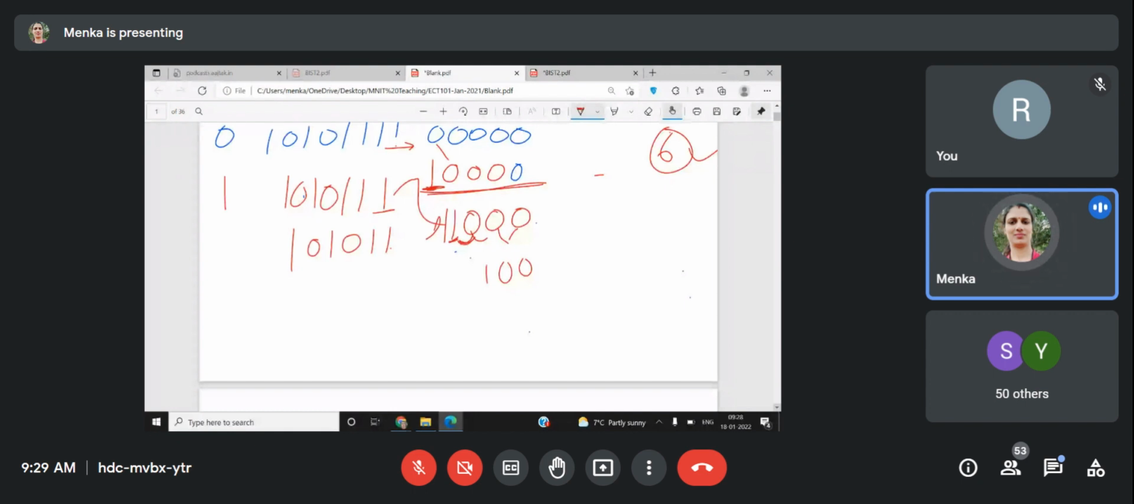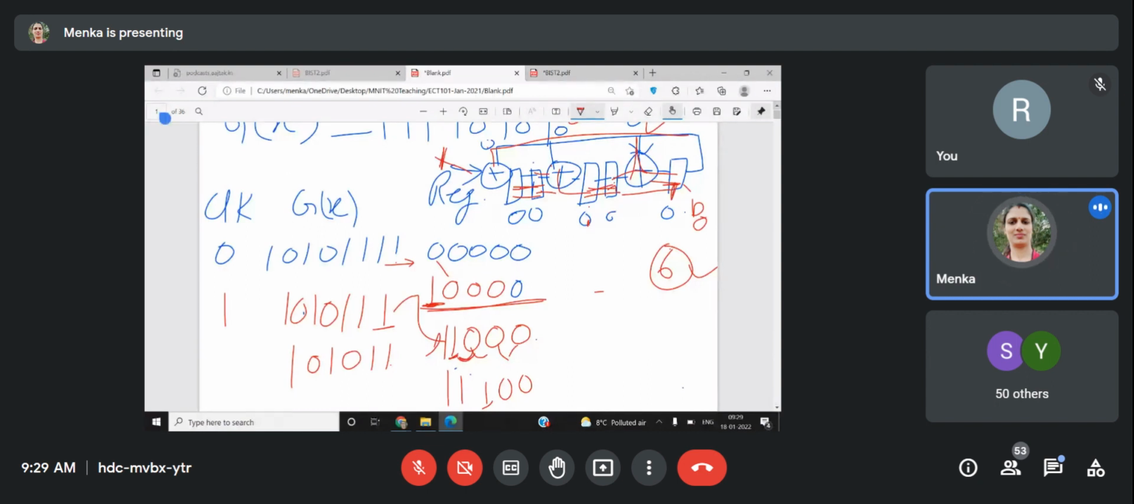0 XOR with 1, you are getting 1 over here. So 11100 is your input set now. And because this has been shifted, you are having this data set now. Okay, so now let's calculate the next one.